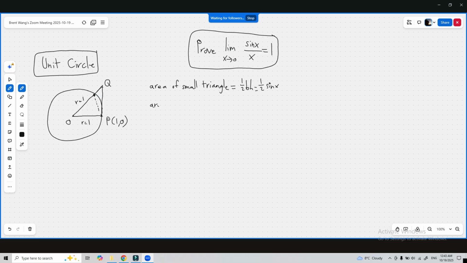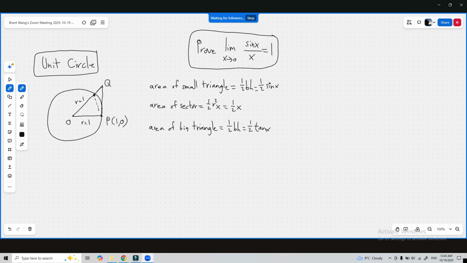The area of the sector is equal to 1/2 r squared x. R is just equal to 1, so this is 1/2 x. And the area of the big triangle, that's 1/2 base times height. Again, the base is just r equals 1, so this is 1/2 times height, which is 1/2 times tan x.